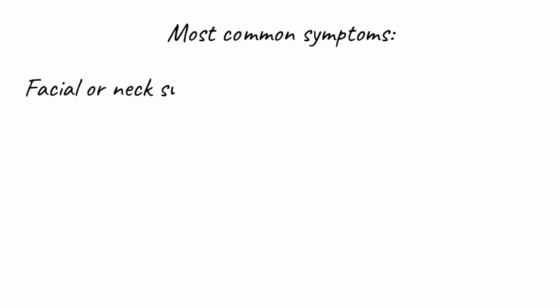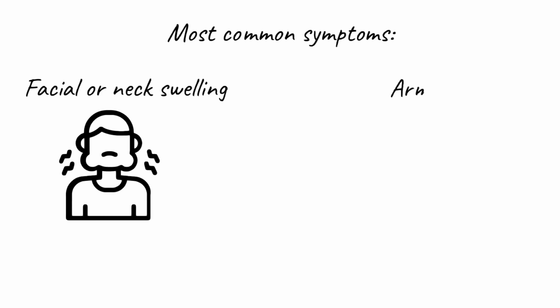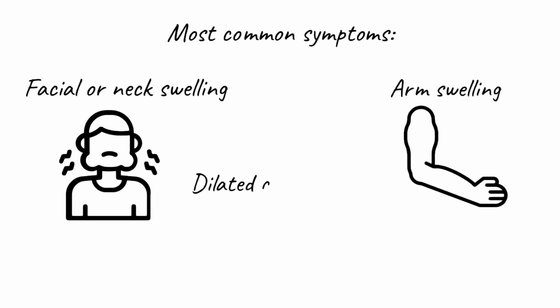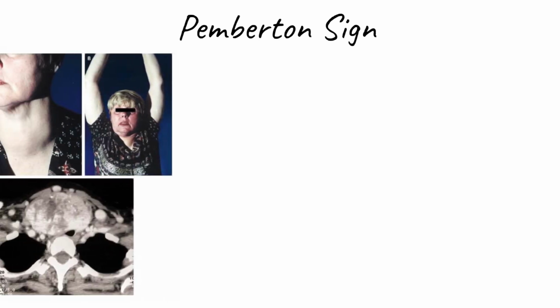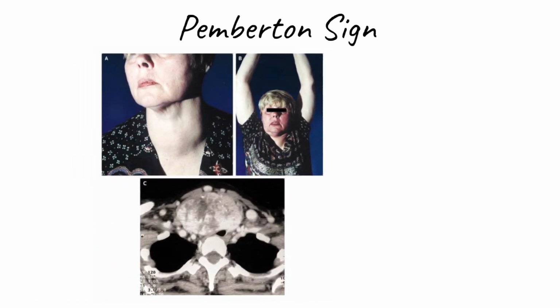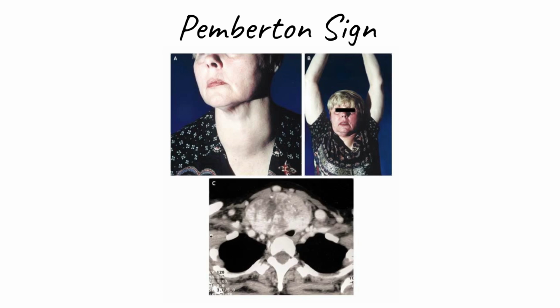The most common symptoms include facial or neck swelling, arm swelling, and dilated chest vessels. These are examples of facial plethora and engorged veins. Patients may also present with the Pemberton sign, where within 30 seconds after raising both arms, the patient will develop facial plethora.